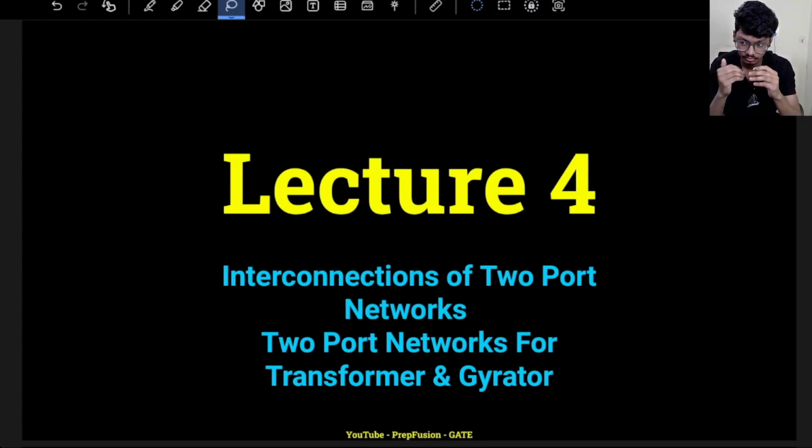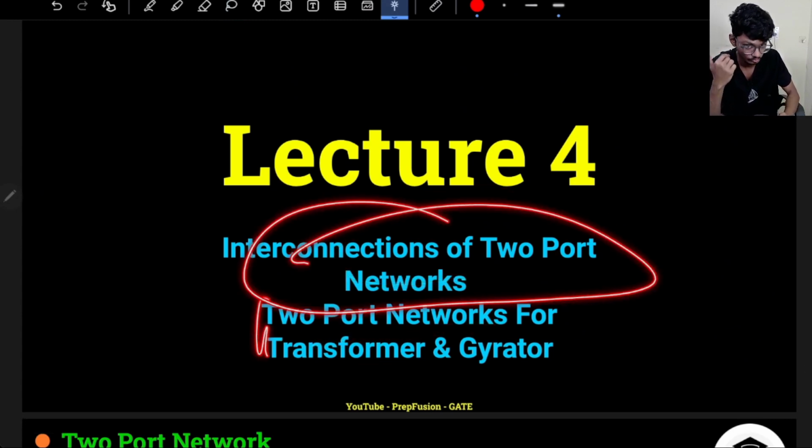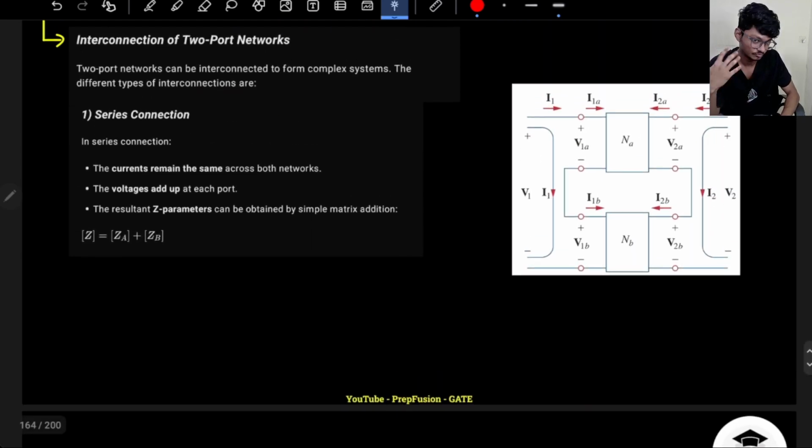I am Anish and today we will start with lecture 4 of the two-port networks. So today will be the final lecture where we will discuss the interconnection of two-port networks and two-port networks for transformers and gyrators. Okay, this is a small topic. This is the main topic that we will discuss today. So let's first discuss one by one.